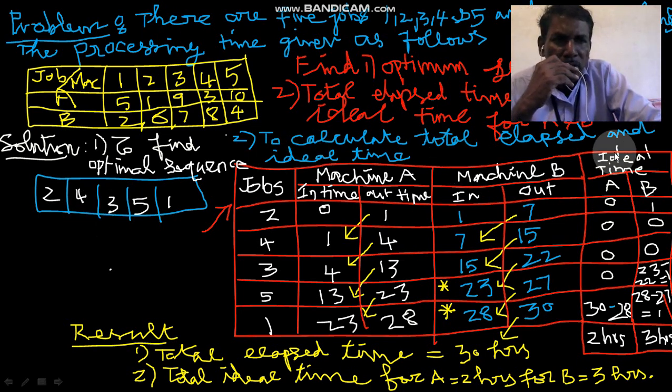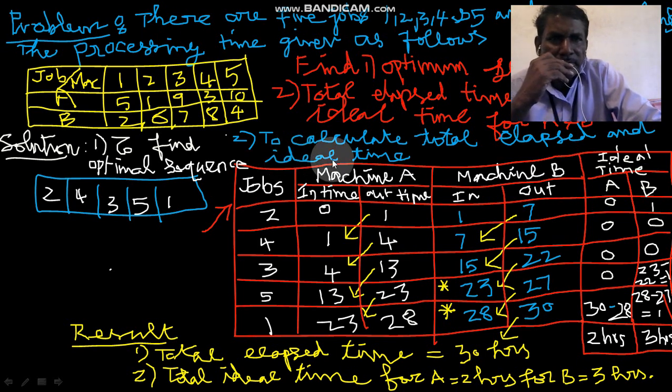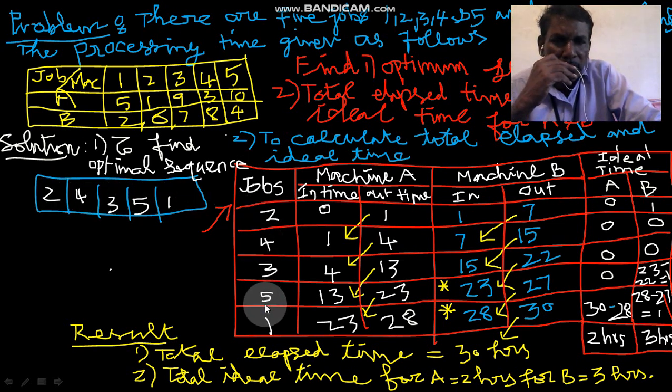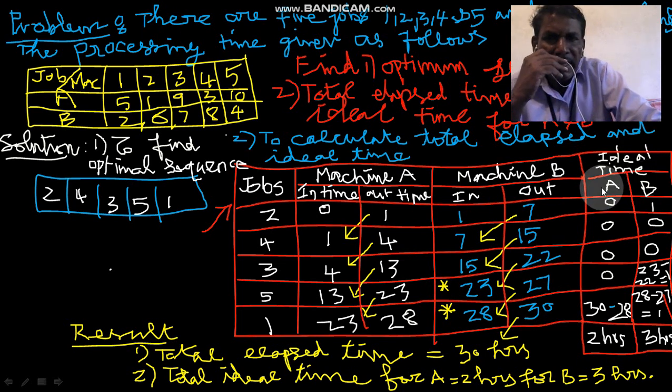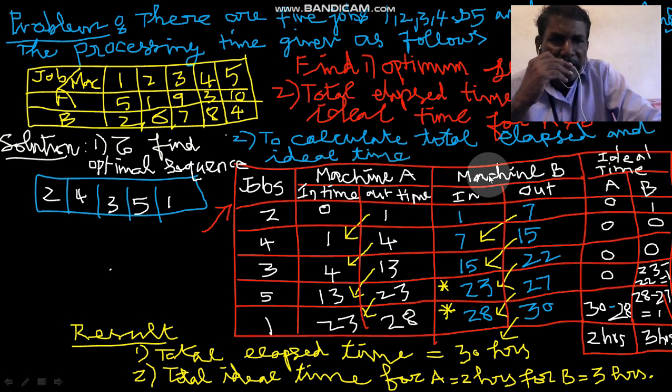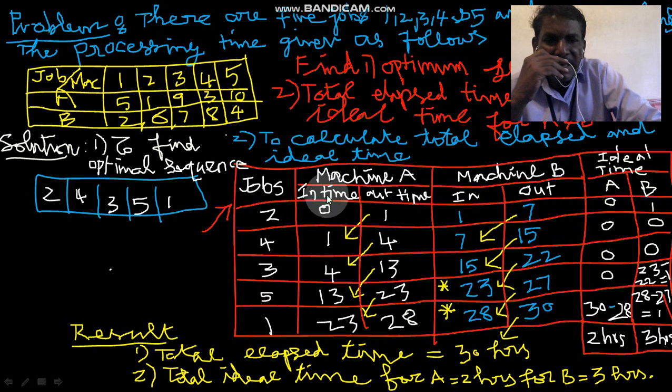Now let us calculate the total elapsed time and the idle time. To find the total elapsed time, you write the job sequence as given here, 2 4 3 5 1, and afterwards you separate job A and job B separately. Then the idle time for machine A and machine B. Here machine A and machine B. Idle time calculation, in time and out time calculation. First you take the first job there. The in time we take as 0. For all, the in time we take as 0 here.